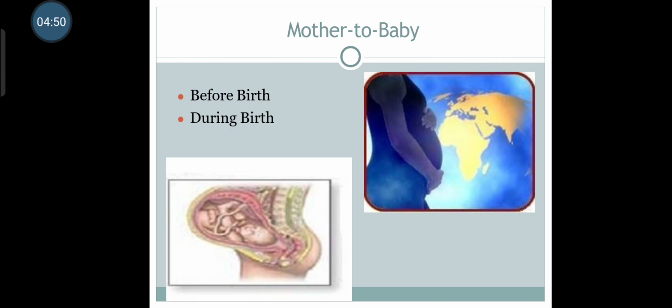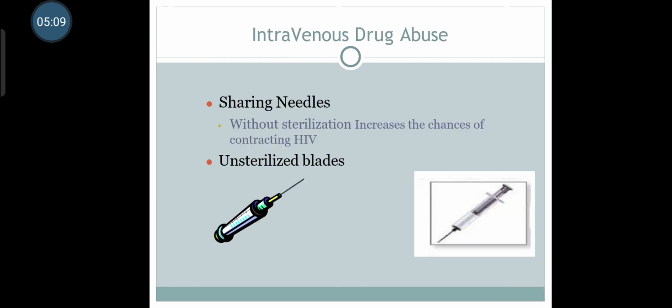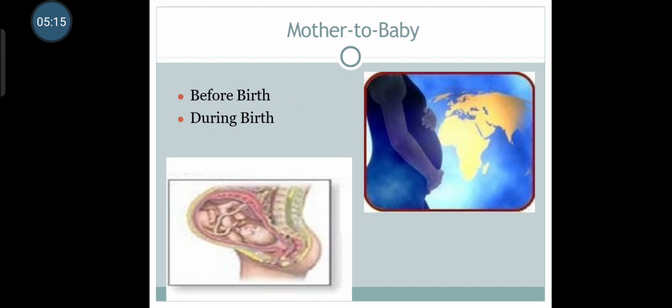Next is mother to baby. If a mother is suffering from HIV AIDS, she can pass this disease to the baby before birth as well as during birth. So we have majorly four modes of transmission. First is through the body fluids, second is through intravenous drug abuse, third is through unprotected sexual contact, and fourth is through mother to baby.